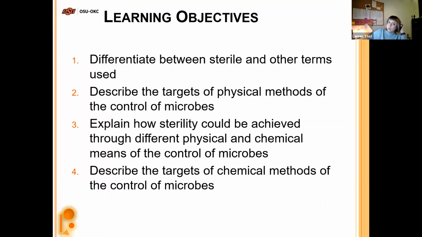So in this chapter, we're going to talk about the difference between sterile and other terms. We're going to talk about all the terms associated with this. We're going to talk about the physical methods to control, so like the actual scrubbing or something like that, the sudsing and stuff like that. The sterility and how we can achieve it. We're talking about chemical methods as well. So that's a different thing. So a chemical method is like when you pour bleach or something onto something, and the chemical reaction is what is killing it. And we're talking about how those work as well.